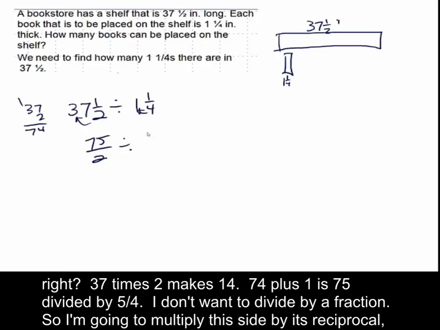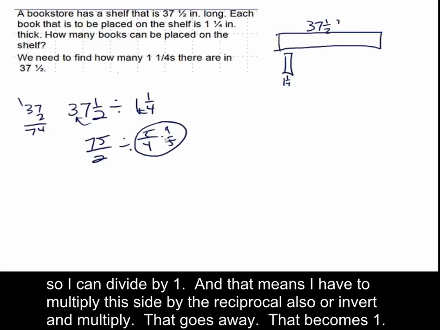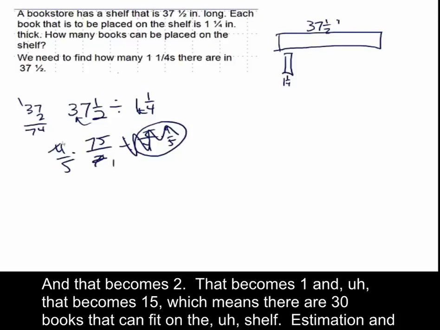Divided by 5/4. I don't want to divide by a fraction, so I'm going to multiply this side by its reciprocal so I can divide by 1. And that means I have to multiply this side by the reciprocal also, or invert and multiply. That goes away. That becomes 1, that becomes 2, that becomes 1, and that becomes 15, which means there are 30 books that can fit on the shelf.